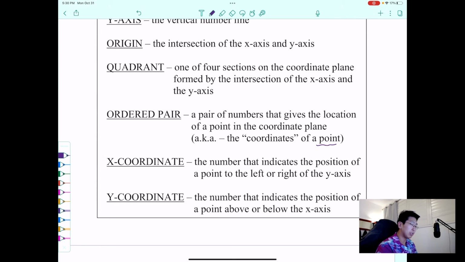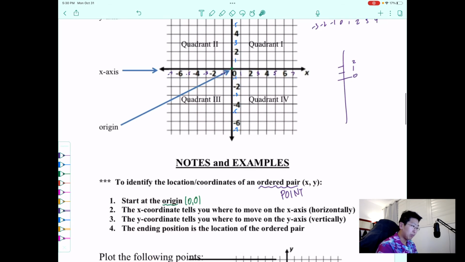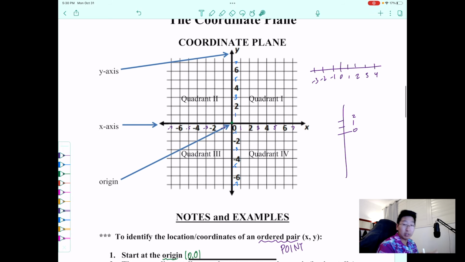It's basically a point. The X coordinate and Y coordinate, okay? All right, and then we talked about the actual, we see it, right? This is a coordinate plane. We have quadrants. We have something called the X axis. We have something called the Y axis and the origin, okay?